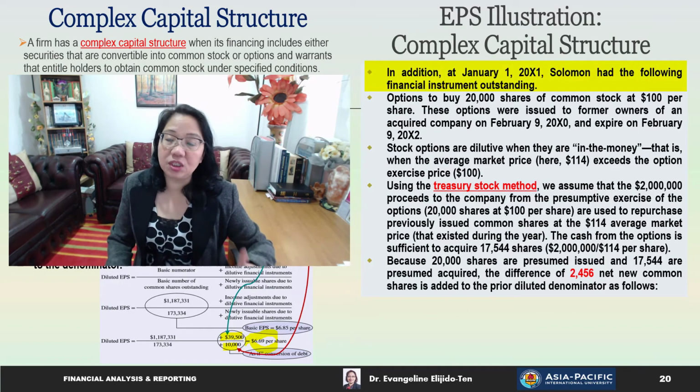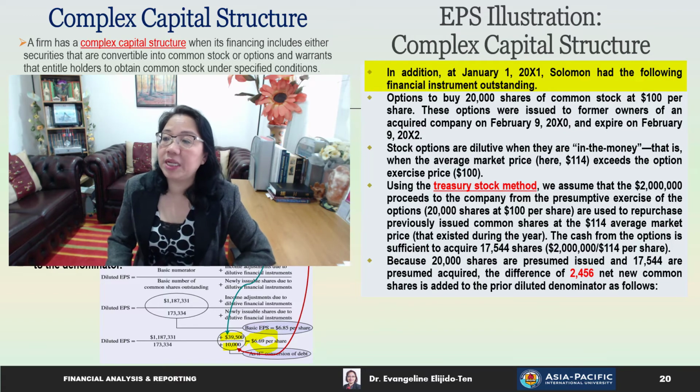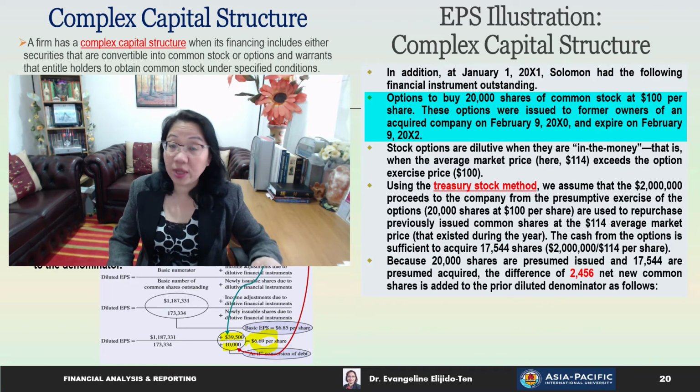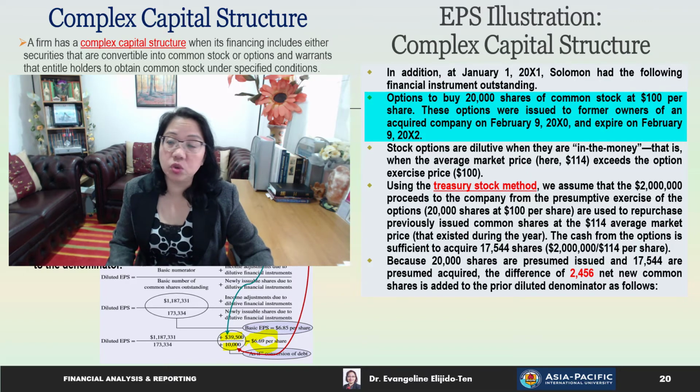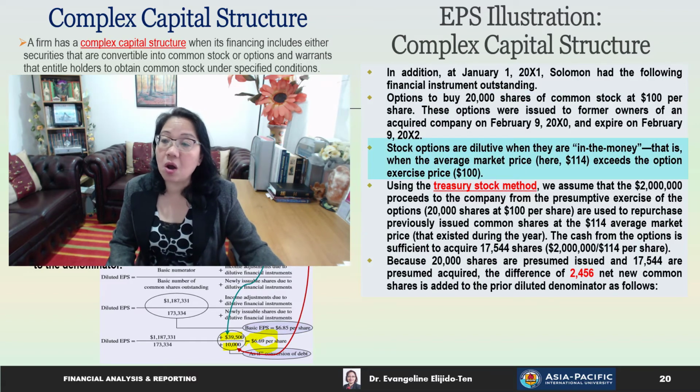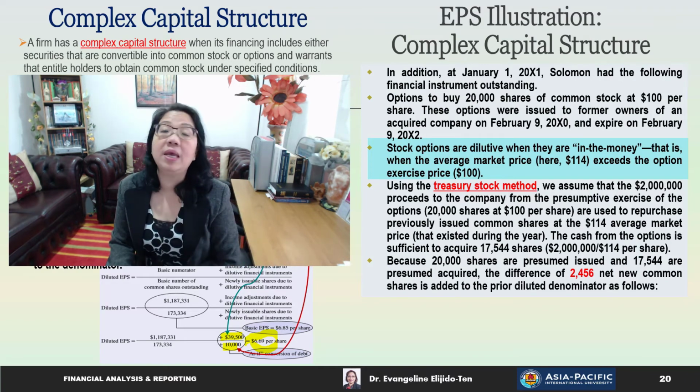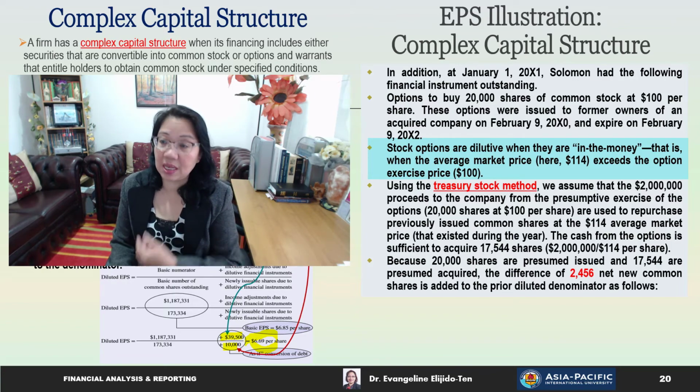In addition, at January 1st, 20X1, Solomon had the following financial instrument outstanding. They have options to buy 20,000 shares of common stock at $100 per share. These options were issued to former owners of an acquired company on February 9, 20X0 and expire on February 9, 20X2. Stock options are dilutive when they are in the money, and that means when the average market price, in this example $114, exceeds the option exercise price, which in this case is $100.